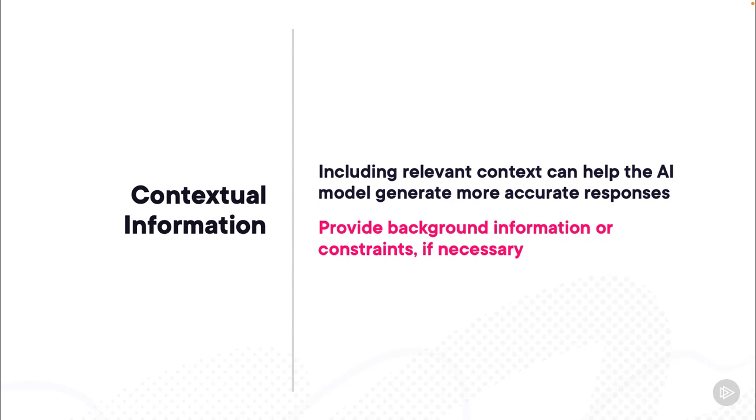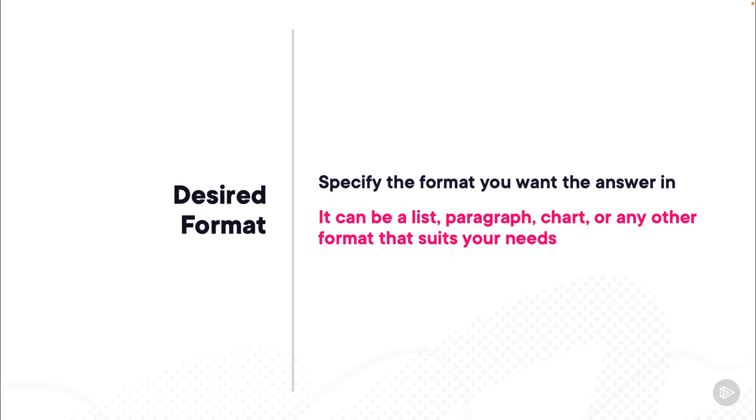And you can provide background information or constraints if necessary. For example, discuss the pros and cons of using AI in autonomous vehicles while considering ethical aspects. Then, the desired format. When you need a specific format, just be clear about it, whether it's a list, paragraph, chart, or any other format that suits your needs, for example, JSON or XML.